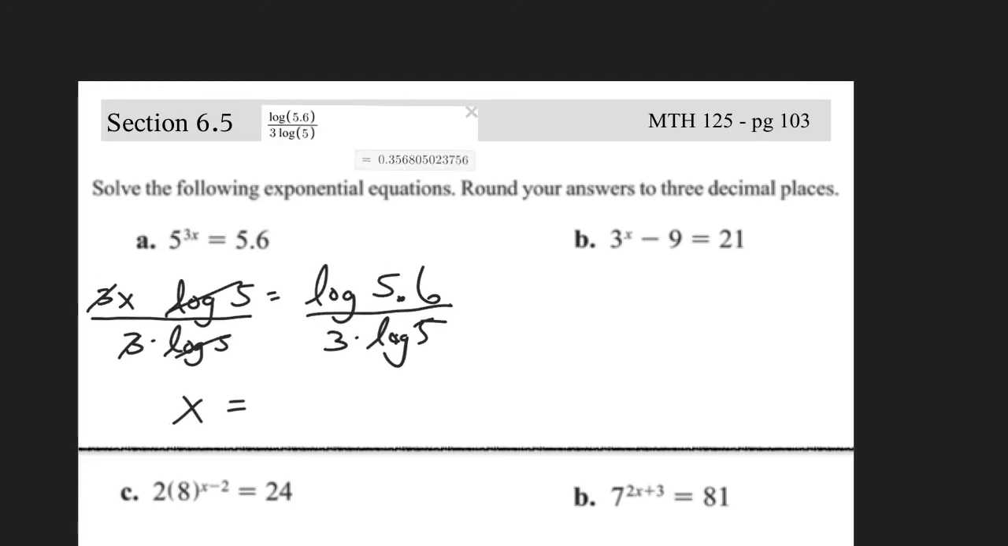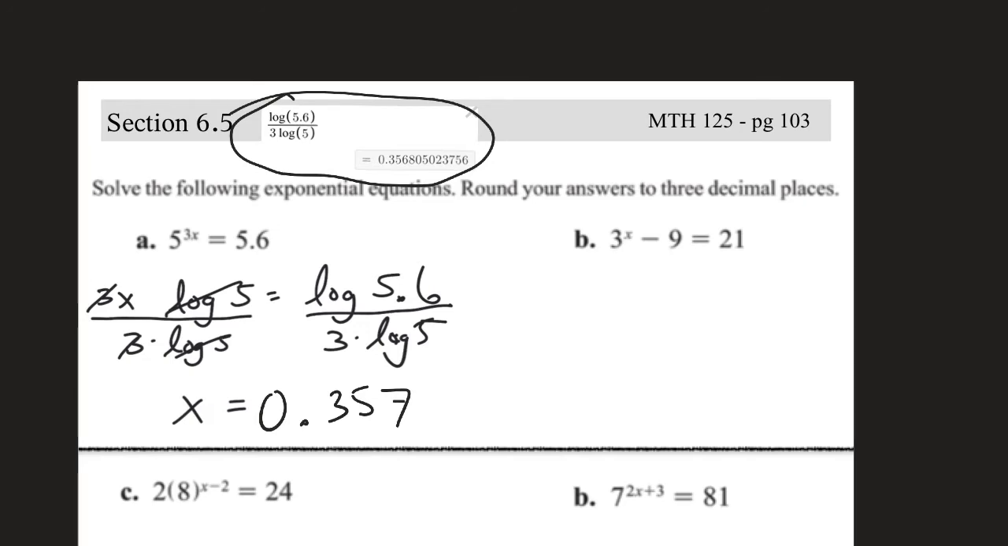And all of a sudden, magically, I have my little calculator picture up here showing my result, and that would give you 0.357 after rounding to 3 decimal places.